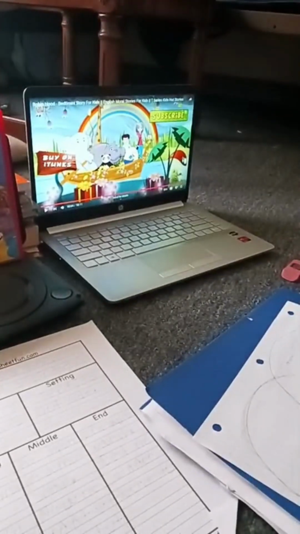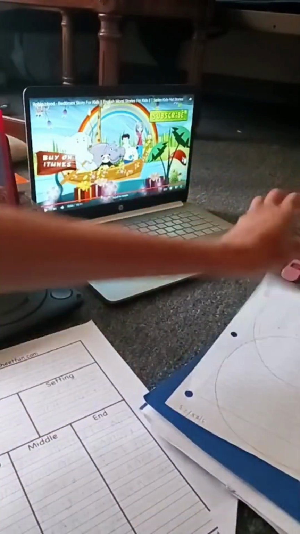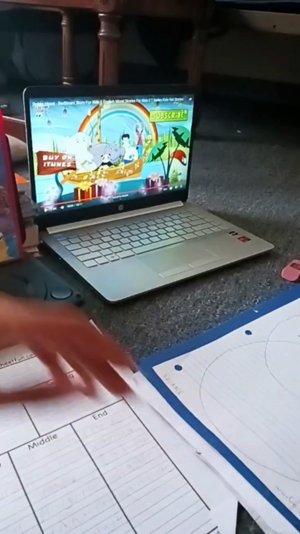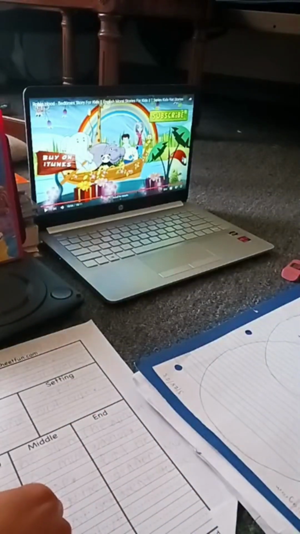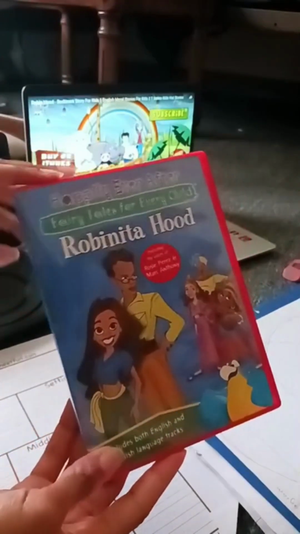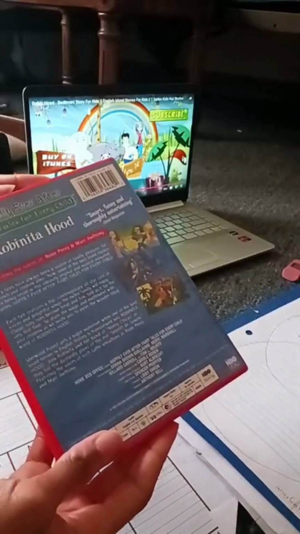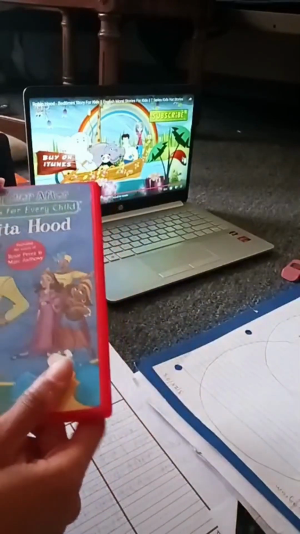All right, awesome. You can go ahead and flip this right back around. So that was a story about Robin Hood. Now we're going to watch Robinita Hood. This is the happily ever after story. Fairy tales for every child.